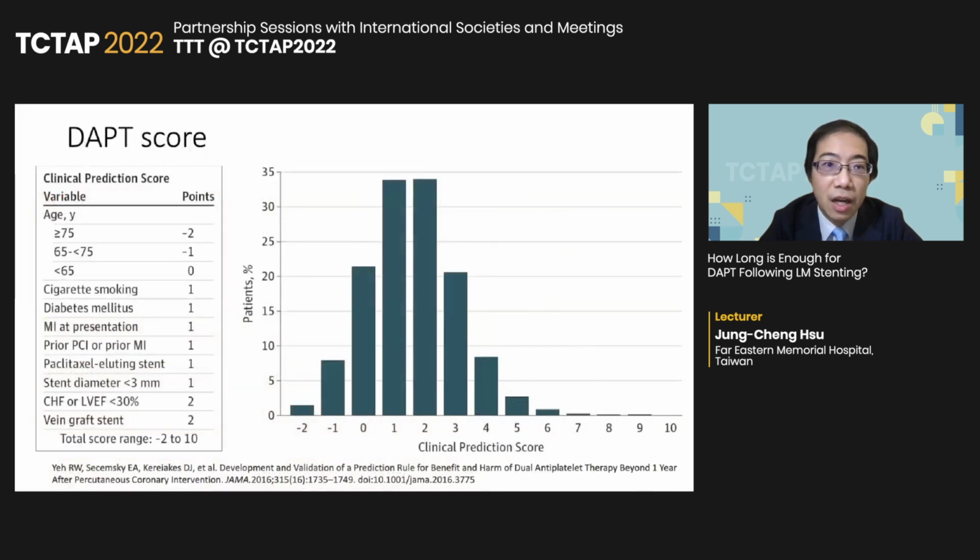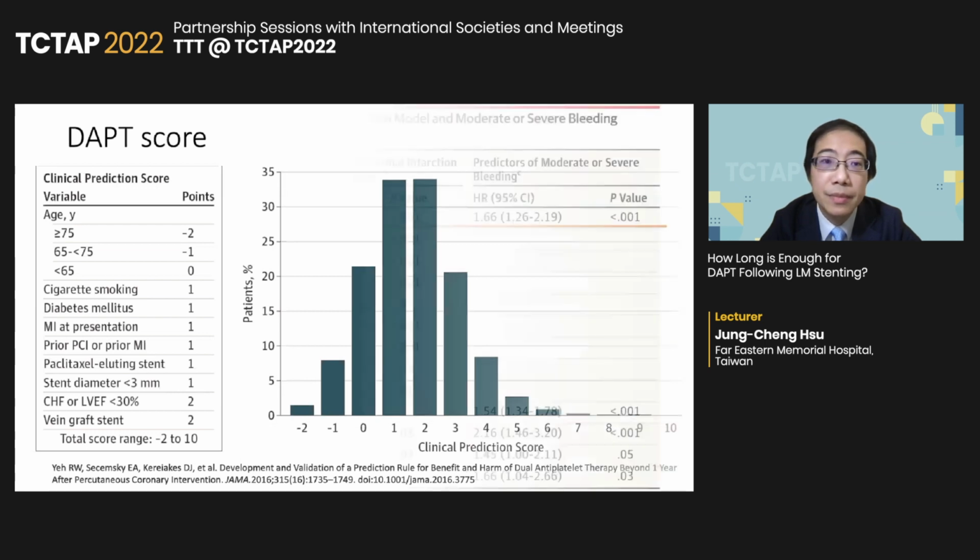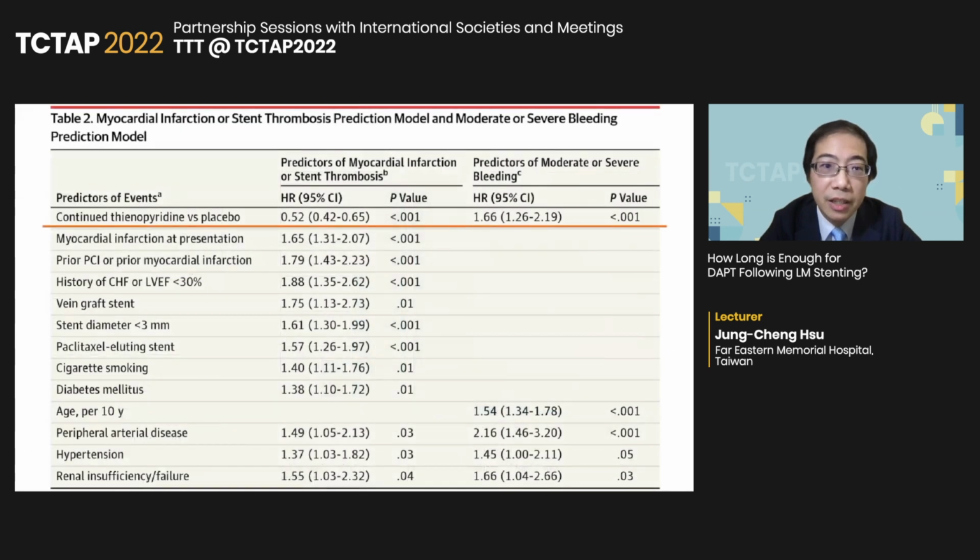A few years later, they developed the DAPT score, including clinical variables like age, cigarette smoking, diabetes, myocardial infarction, stent diameter less than 3, heart failure or ejection fraction less than 30%, and vein graft stent. If we continue the P2Y12 inhibitor prolonged use, we will reduce myocardial infarction and stent thrombosis. The hazard ratio is 0.5. However, it will increase moderate or severe bleeding. The hazard ratio is 1.66.